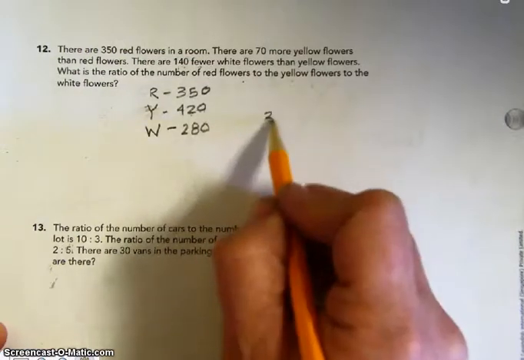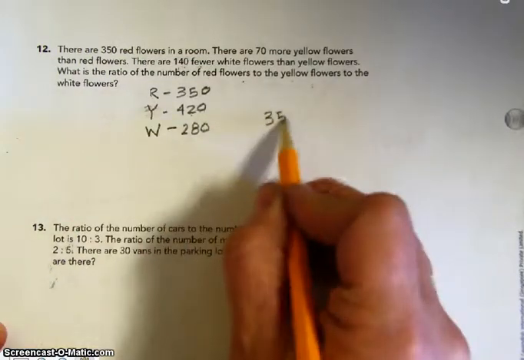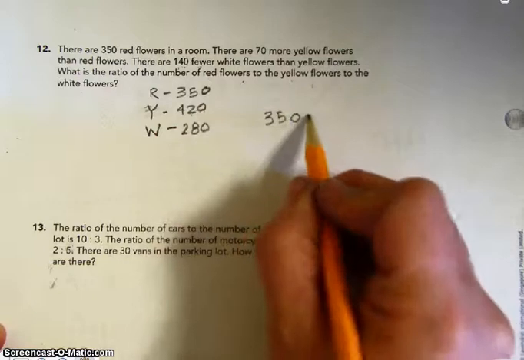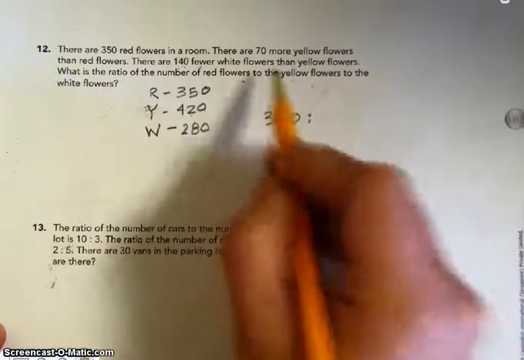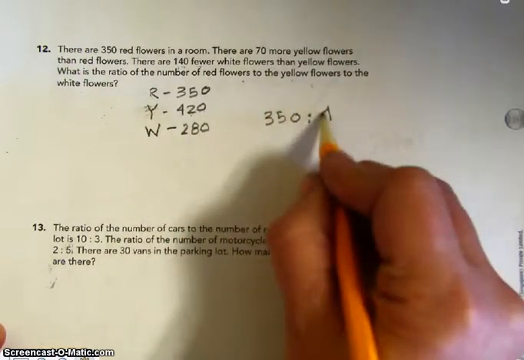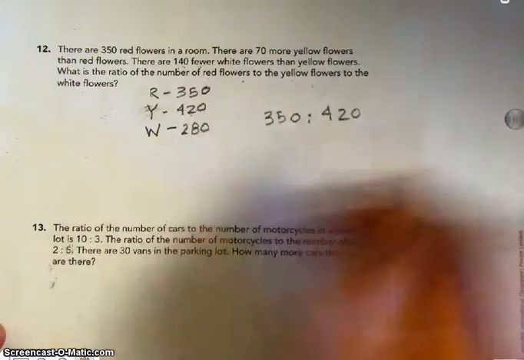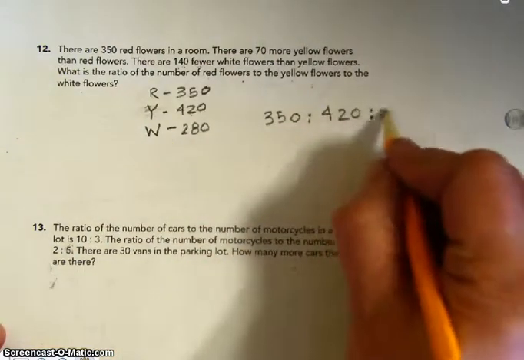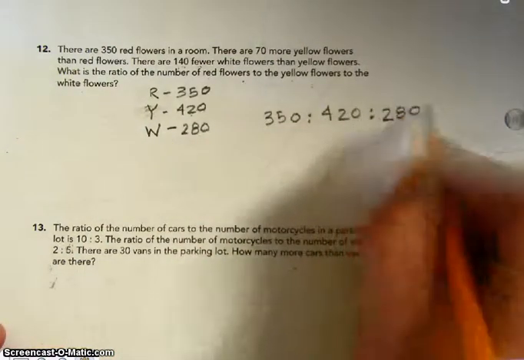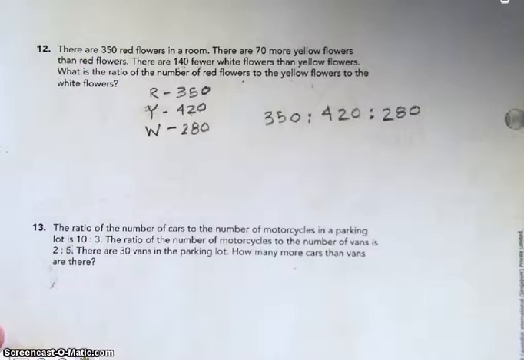Right now the ratio is, because red was the first flowers they gave us, so we write 350. Yellow was the second flowers they listed, so we write 420. And white were the last flowers they listed, so we write 280. That's actually our ratio right there. But that is way too big for us to understand as a simple ratio, so we need to reduce it or simplify it.